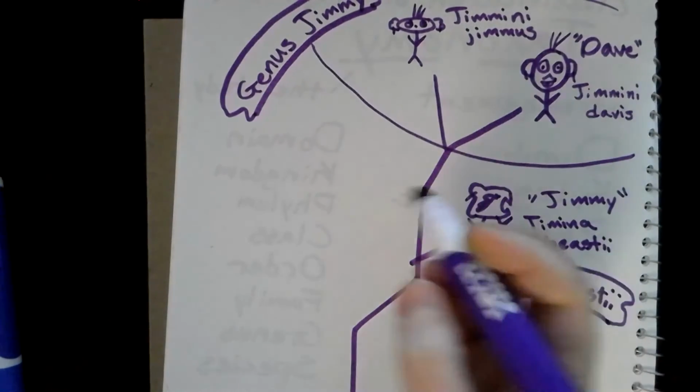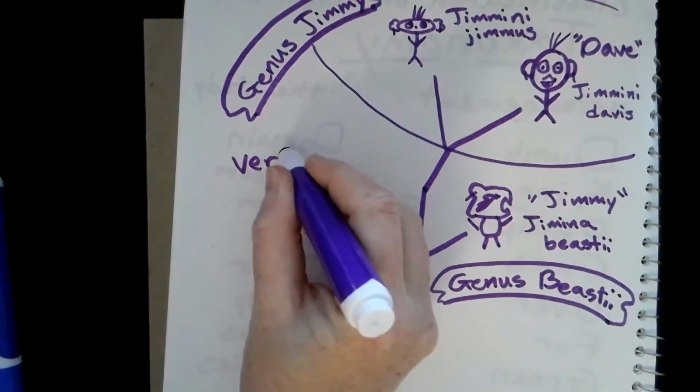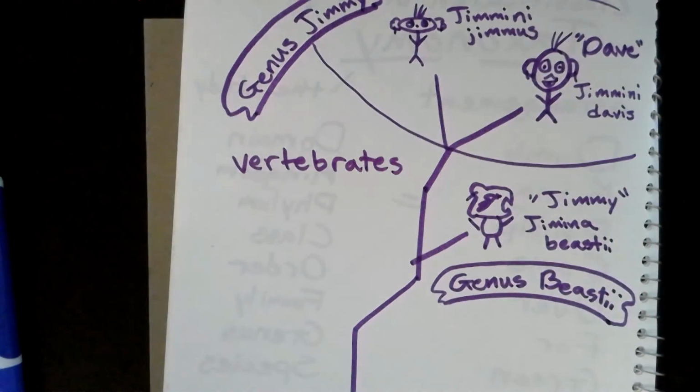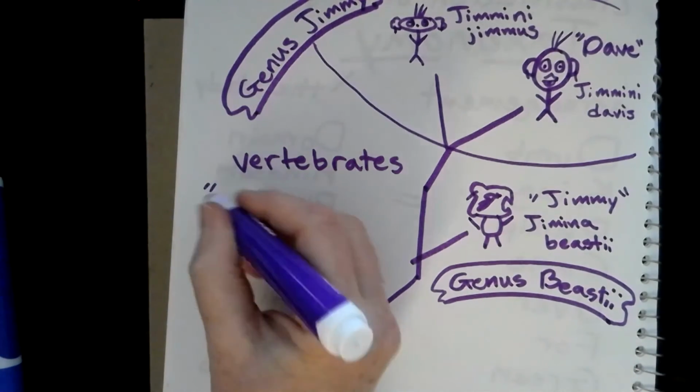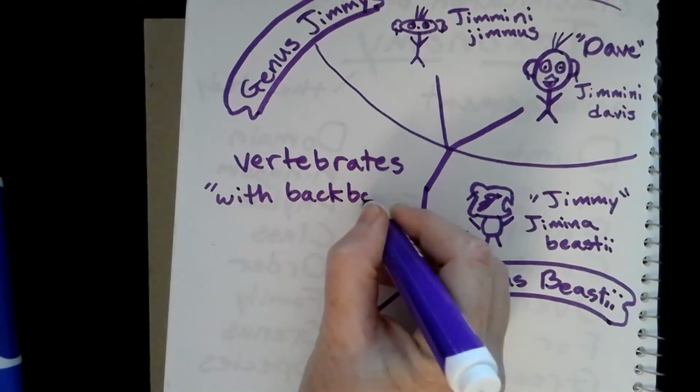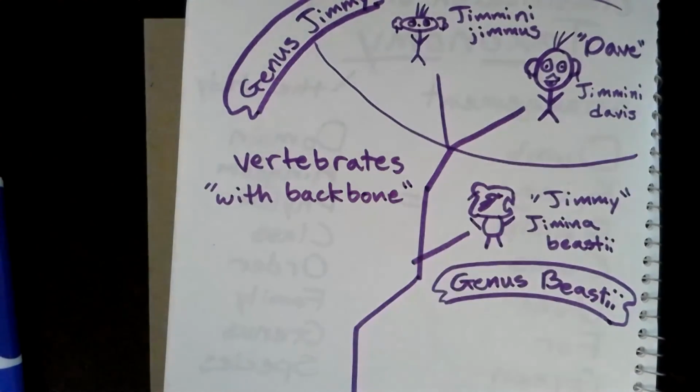Well, these guys, they're called vertebrates. It means that they have vertebrae, or an actual backbone, to help give them structure. So I'll put "with backbone." Even a snake is a vertebrate. Even though it doesn't have limbs, it still has a nice long spine that goes through it with a centralized nervous system, meaning it has a brain and a spinal cord.